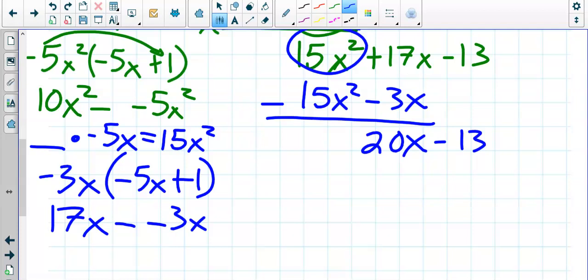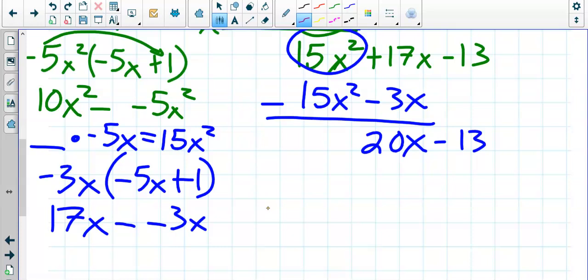Who are we trying to get rid of this time? 20x. Repeat the same process. We're going to repeat the same process. Nothing changes. It is these three steps all the time. Figure out how to get rid of your first term, do some distributing, and then you got to subtract down. Over and over and over again.